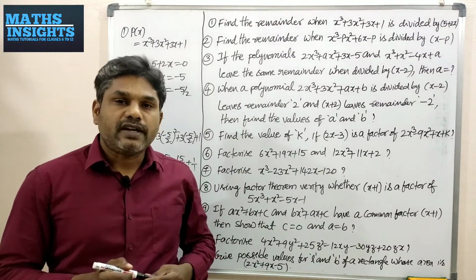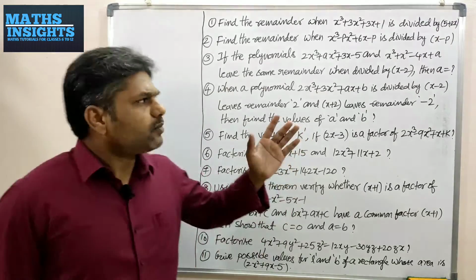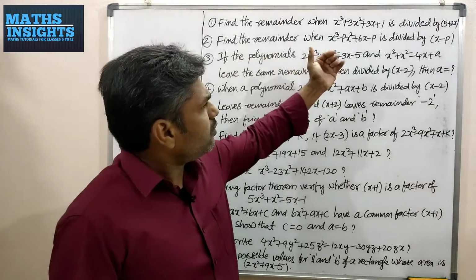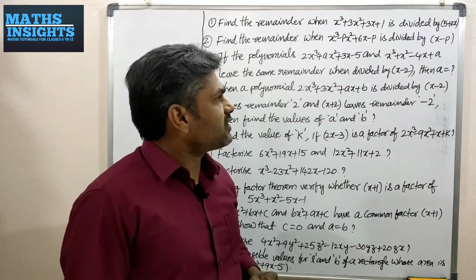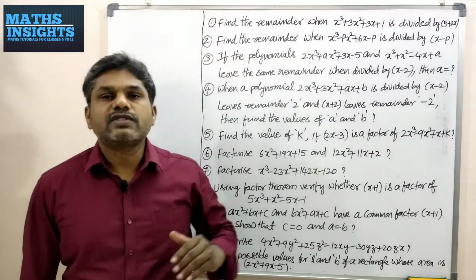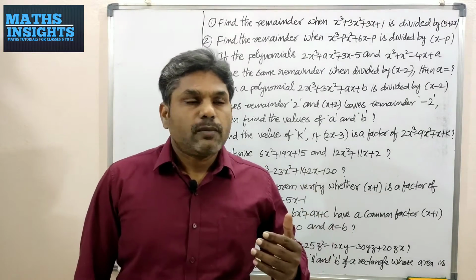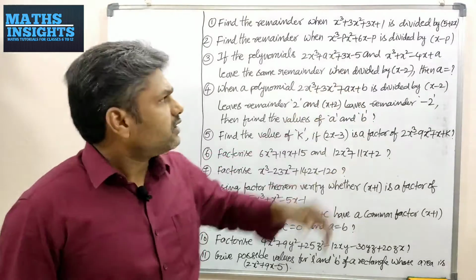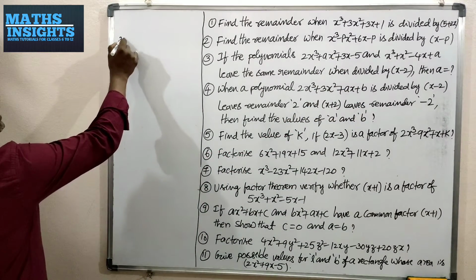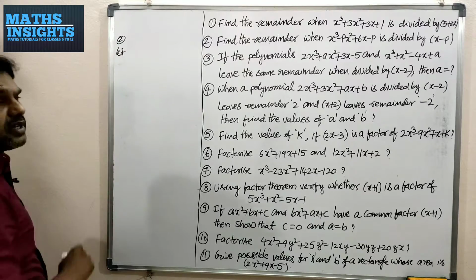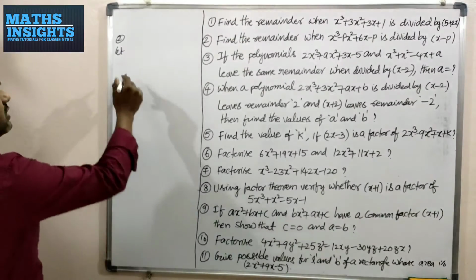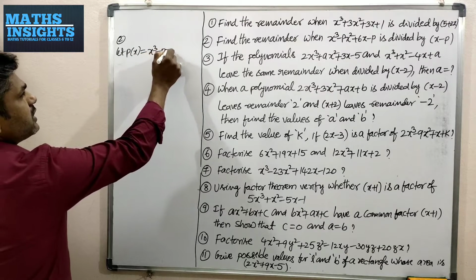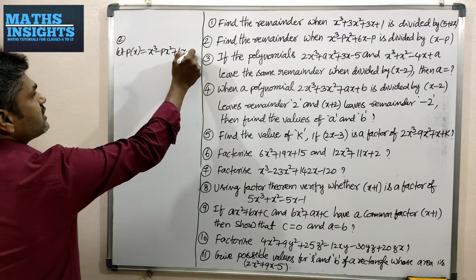If you see the second problem says that find the remainder when the given polynomial is divided by x minus p. This is also same as the first question, but instead of one constant they have given p. Therefore let the given polynomial be named as p of x, that is p of x is equals to x cube minus px square plus 6x minus p.